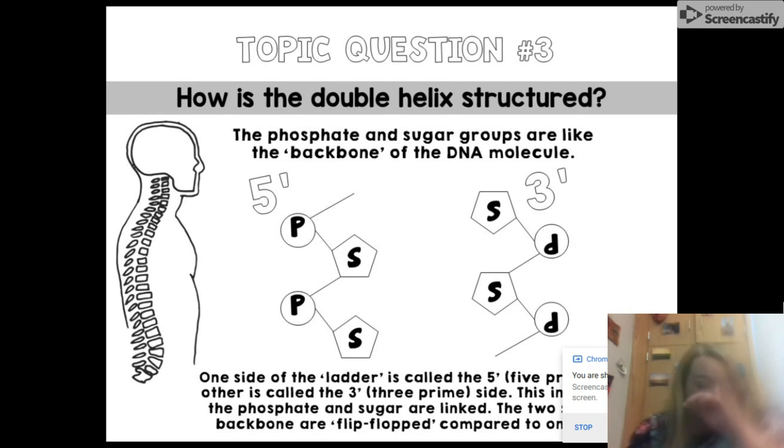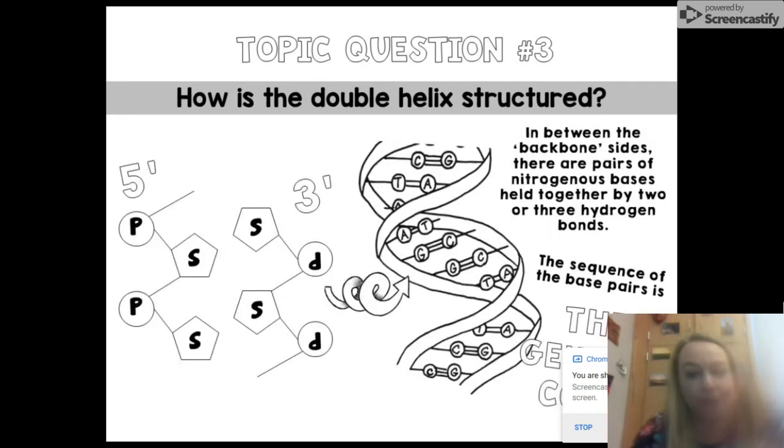So one side of the ladder is called 5 prime. What that means, if you look at it, I'm trying to point with my finger, you can see up here the 5 prime end is the end that's closest to the point of the sugar, the point of the house, the top of the house. And the 3 prime end, we call it, is next to the flat end, or like the base of the house. So those guys are flip-flopped, and that's actually known as being anti-parallel.